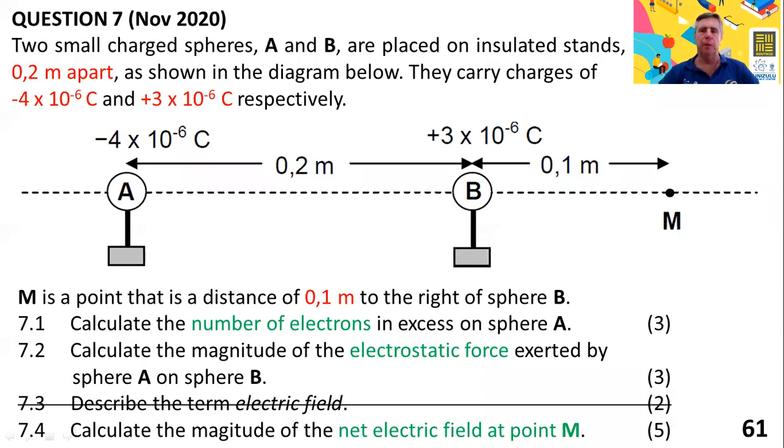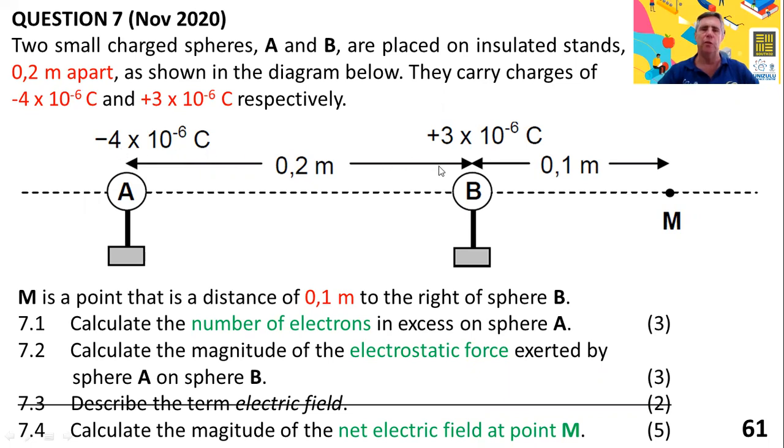For our last example, let's look at the November 2020 question 7. Again, it was quite a long question for 17 marks, and again two parts. In this question, you first of all have an electric field calculation and then a Coulomb's law calculation. So the usual story: two small charged spheres on insulated stands.